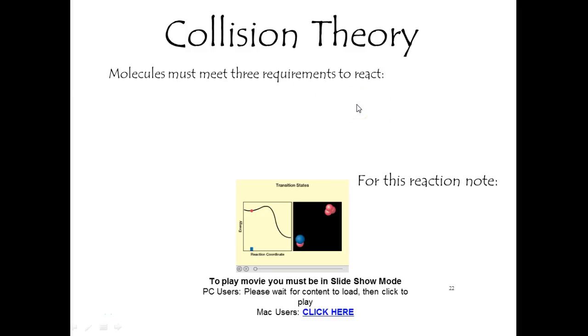Let's take a look at what's necessary for a chemical reaction to occur. This is known as collision theory. It's pretty straightforward. If a molecule is going to react, it must meet three requirements.